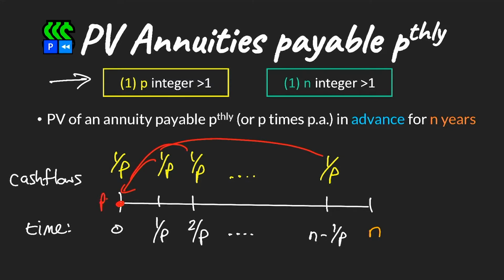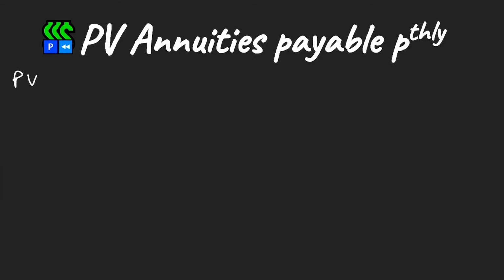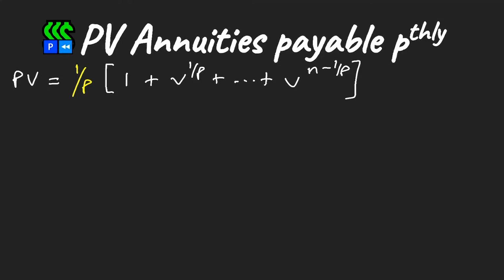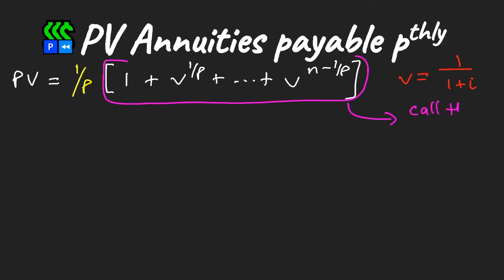We now need to discount them in the same way that we've done before. We write out our equation of value. This time we pull out the common factor up front. We're still using v, where v is 1 over 1 plus i and i is an effective rate per annum. We then call these terms in the brackets b, and we write this out as line number 1.